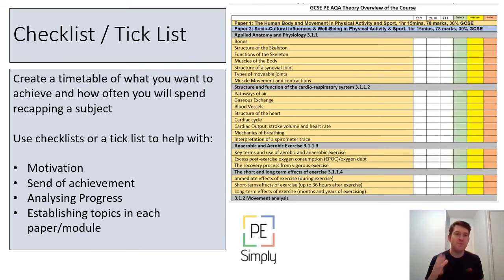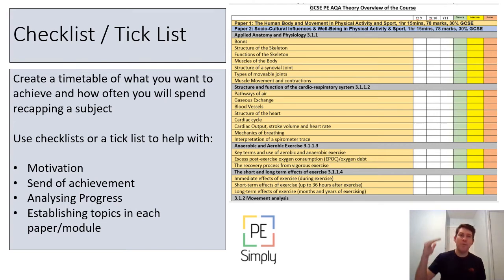Now, before you get started with any of your revision, it's really important, whether it be in PE or any other subject, that you create a checklist. What I mean by that is a tick list or a checklist with a timetable on it, with the specific subjects or even subtopics, so that you can tick off or cross off your list what you've done and when you've done it. The reason a checklist is so important is ultimately it provides you with motivation. It provides you with a sense of achievement or satisfaction to say, yeah, I've completed that. You can also analyze your progress, not your process, your progress.